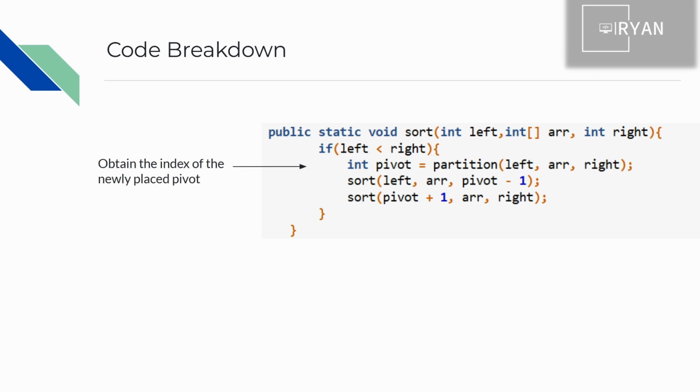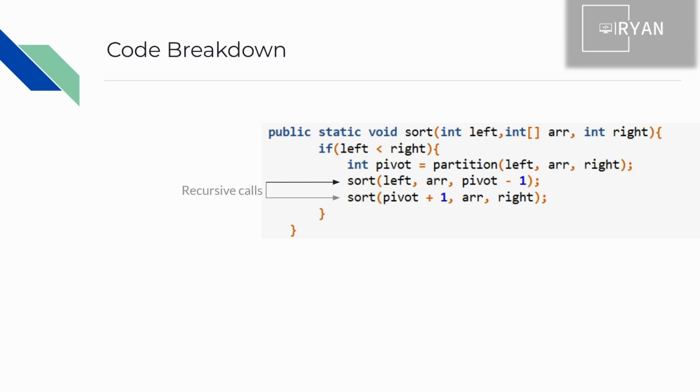Okay, let's move on. Here we have the integer index of our pivot's location, and we obtain it by performing the partition method, and it will return the index of the newly placed pivot, as we have looked at in our code breakdown of the partition method. From the partition method, we will get the index of our new pivot. Our newly placed pivot.